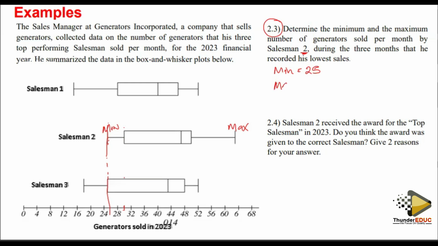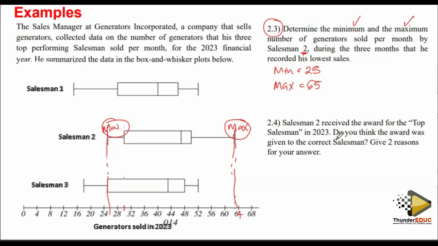And the maximum is this one here. It's supposed to be 60, 64. It's around this, which is around 65. It's fine. Identify the minimum and the maximum. The salesman to receive the award for the top salesman in 2023.